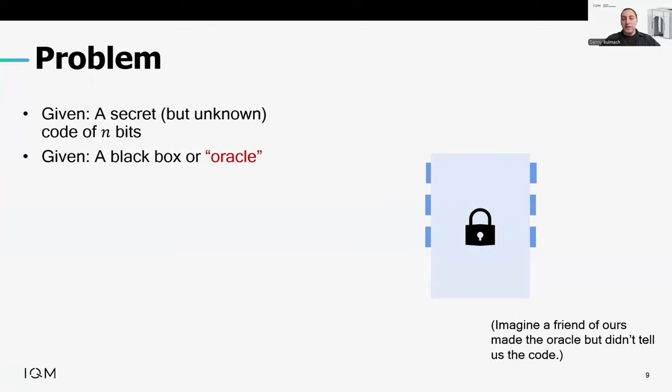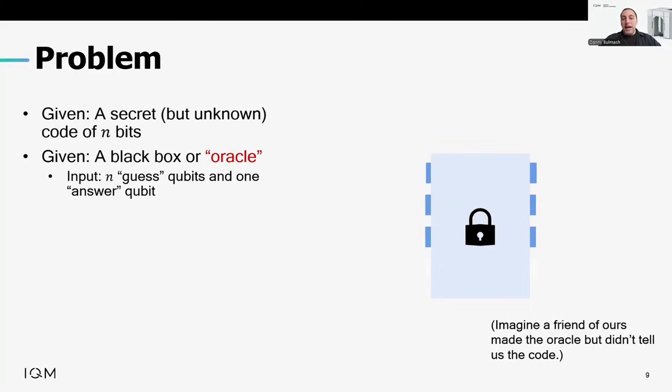And we're also given a black box, or what we call in quantum algorithms an oracle. So the question is, what does this black box do? We input n qubits. Those qubits are going to be our guess. And we're also going to input an answer qubit.